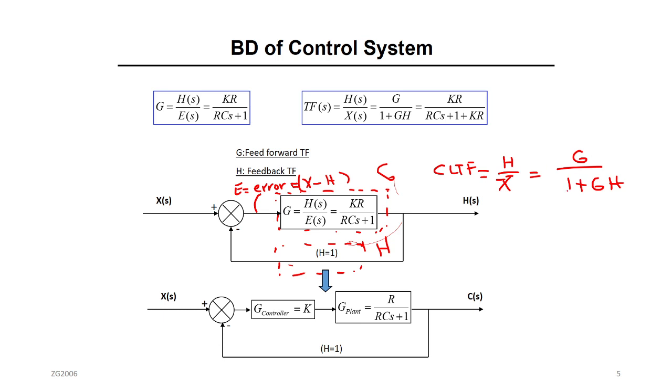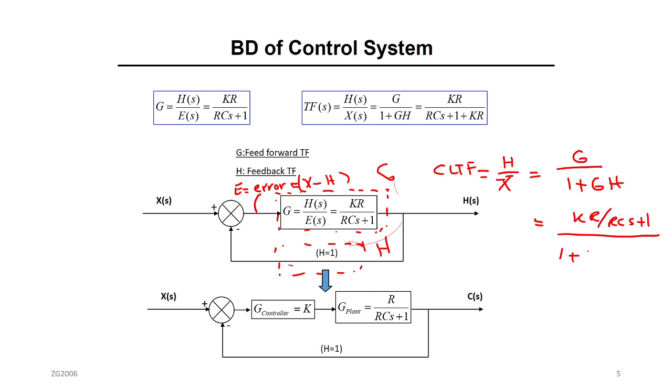Go back to chapter 4, okay? 4.2, you will see the video. How did we come up? It's already proven, okay? It's all algebra. So you can prove this. Put G, which is equal to KR over RCS plus 1. By the way, you don't have to do this now. This is just for understanding, okay? I want to prove to you how we came up with this one.